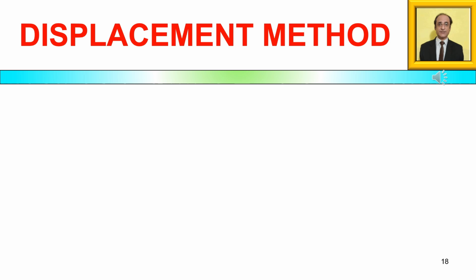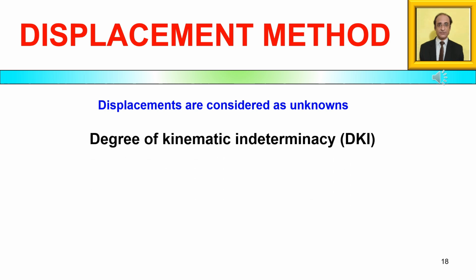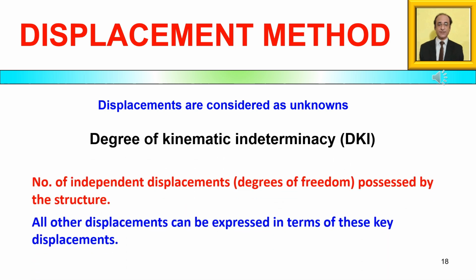After the review of the force method, let us briefly review the displacement approach also. In the displacement method, basically displacements are the main unknowns. Here we work out the degree of kinematic indeterminacy or DKI. So what is DKI? DKI is the number of independent displacements possessed by the structure. If we know these particular displacements, the displacements can be computed at any other point of the structure. Another common term for DKI is degrees of freedom.